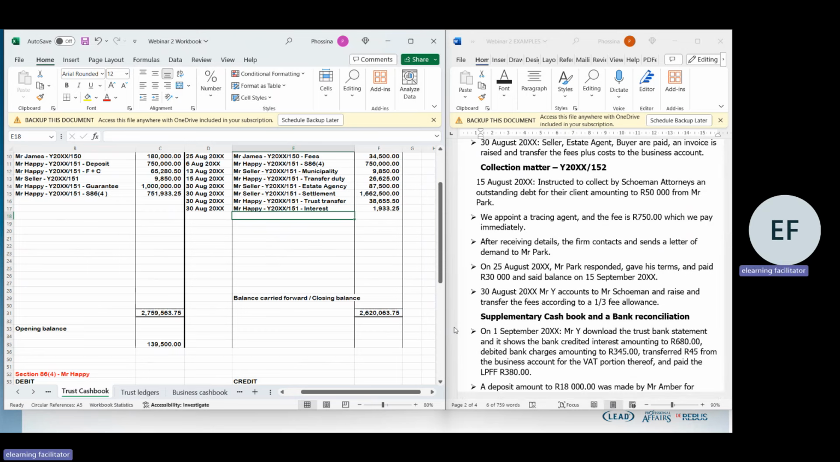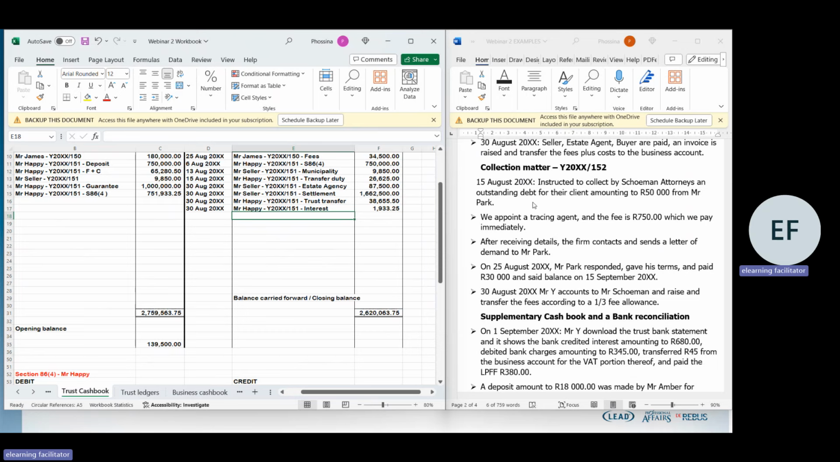We have a collection matter that we also have to record. Okay, I will proceed and record from the collection matter, and from there we continue. Collection matter Y20XX 152, 15 August, instructed by Schoeman attorneys to collect an outstanding debt for their client amounting to 50,000 from Mr. Park.